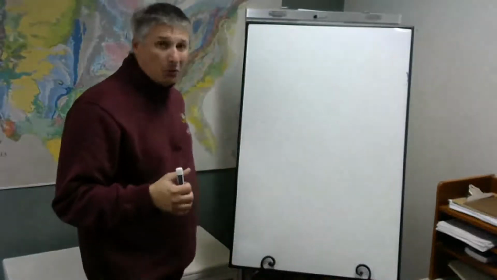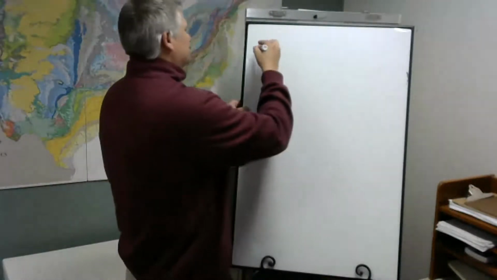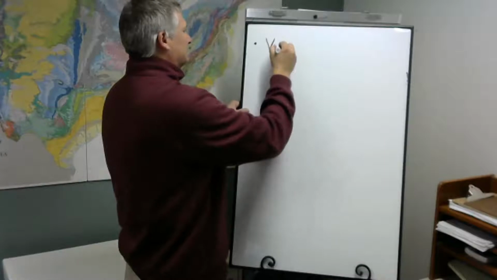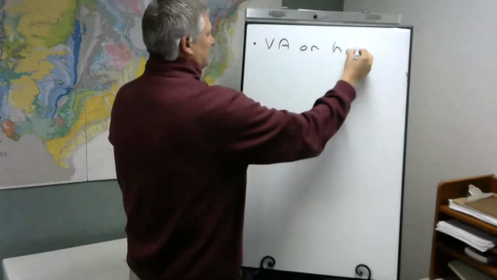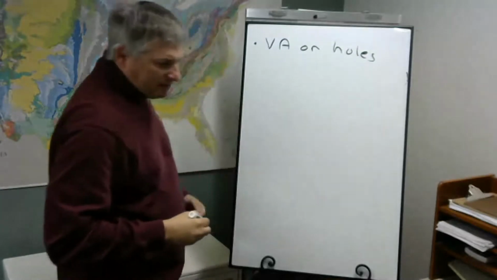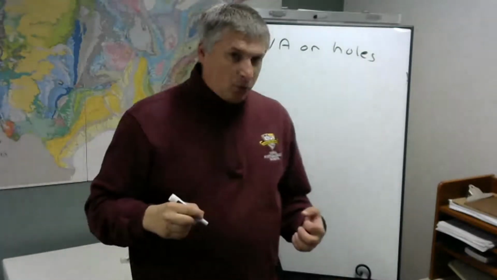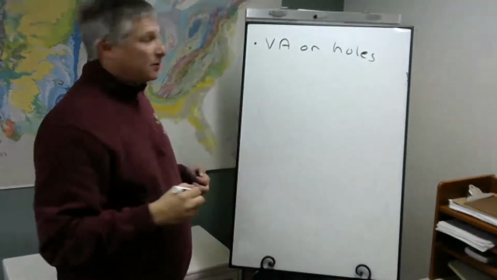So let's talk about vertical asymptotes or holes. Now, these occur wherever the denominator is 0.